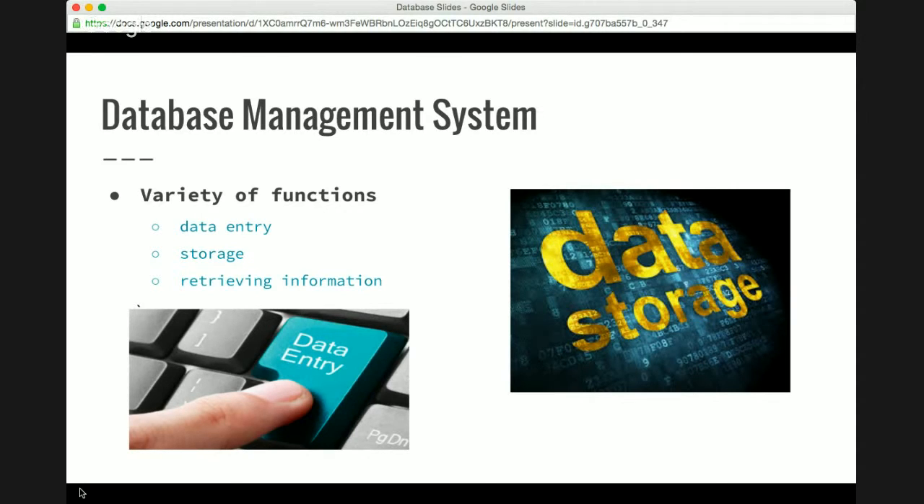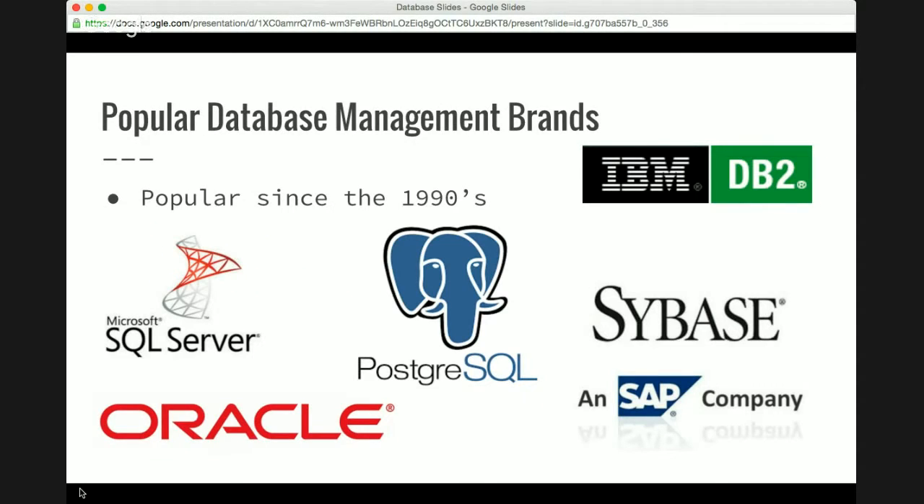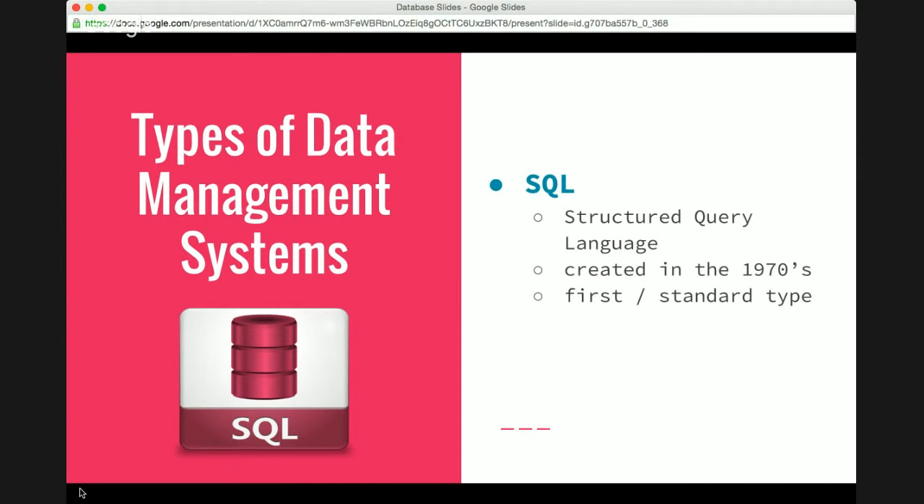There are many different brands of database management systems that we can see on the screen right now. Just a few of these popular database management systems include Microsoft SQL Server, Oracle, Sybase, and IBM. These have all been popular since the 1990s. Now let's compare the types of database management systems.